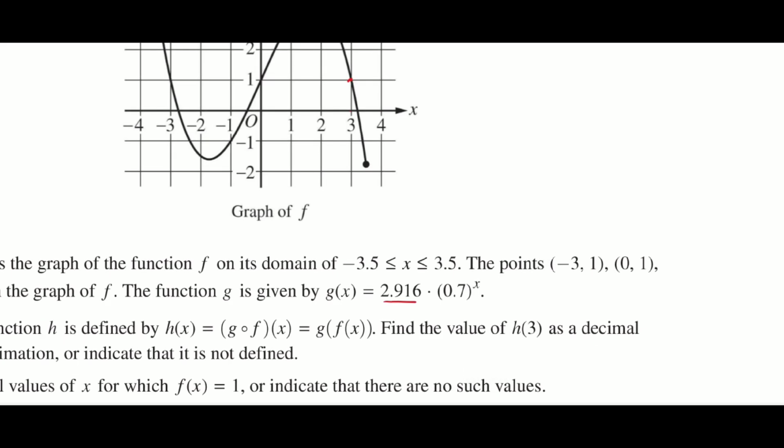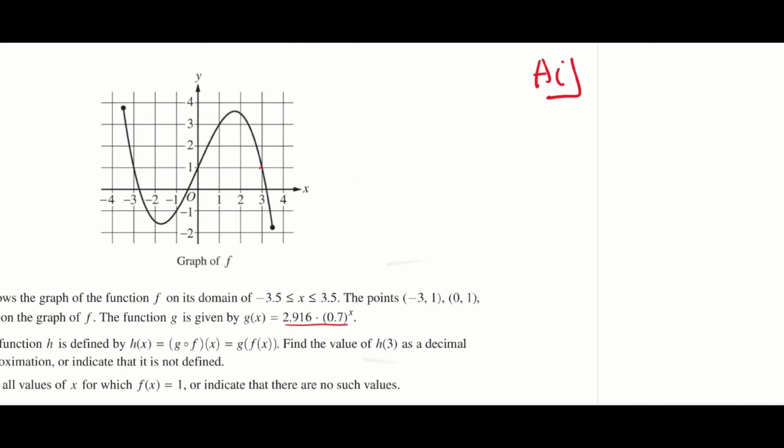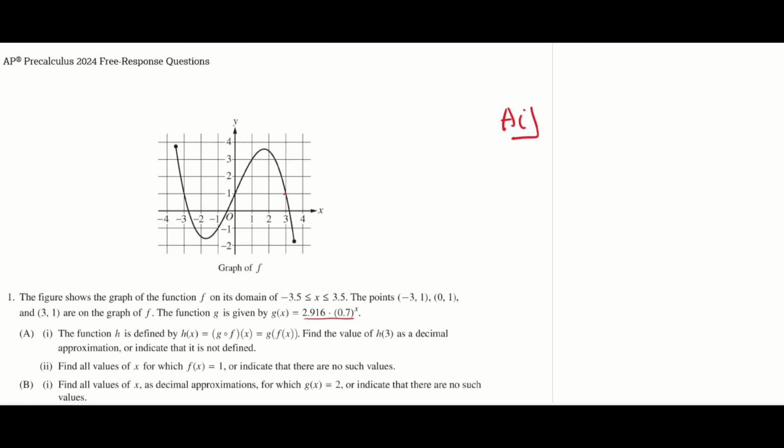And we are given this function right here. g of 1 is equal to 2.041. So h of 3 is equal to 2.041. Okay, A2.